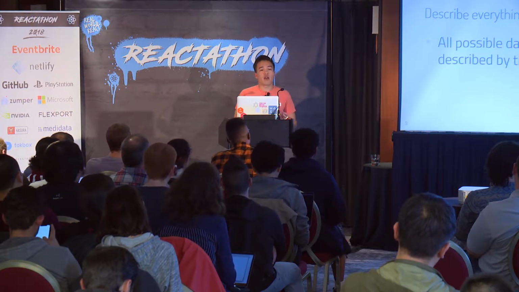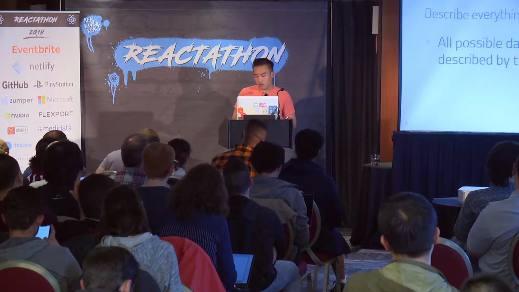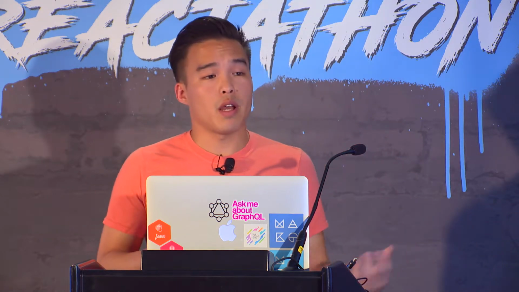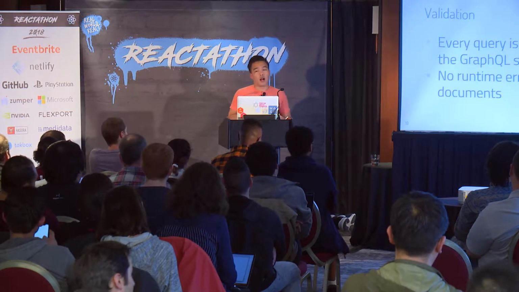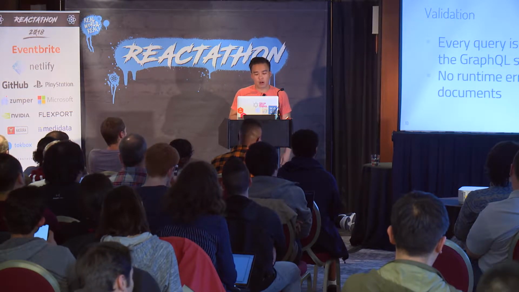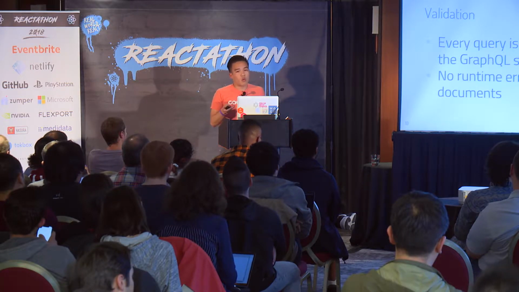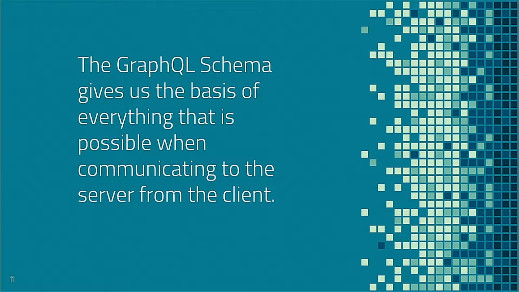So having a schema in GraphQL ensures that the things that you see are going to be the things that you get. And so with these schemas, we can actually do validation. So when you're writing a query, you're doing your JavaScript development, whatever you're doing, you can actually verify that yes, indeed, this will actually work against our production servers. And this means a lot less runtime errors because you know what data you're going to get and what type it is. So again, the GraphQL schema gives us the basis of everything that is possible when communicating from the server to the client, or in any case, just any API that you could think of that you can describe with the GraphQL schema.